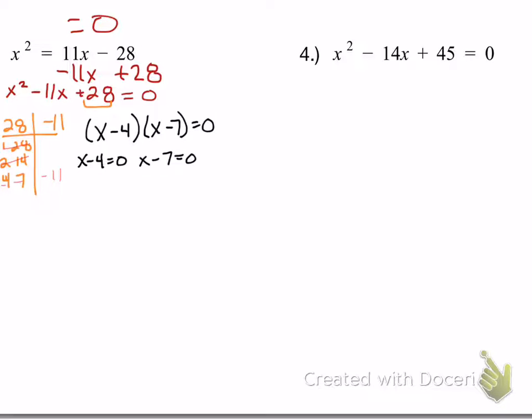All right, got to solve for x. We add 4 on both sides to get those to cancel out. We isolate our variable: x equals 4. We do that same thing with 7. Add it, they cancel out, so we have x equals 7. So our set of solutions here is 4 and 7. Smiley face because we're almost there, and a heart because I love this.